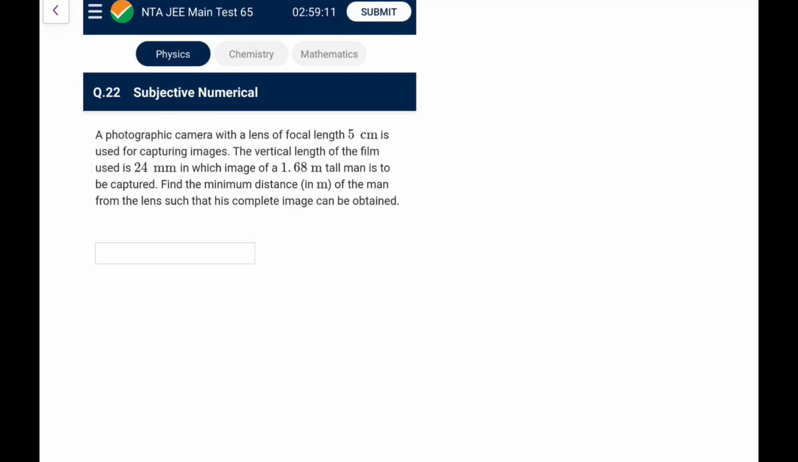A photographic camera with a lens of focal length 5 is used for capturing images. The vertical length of the film used is 24 mm, in which the image of a 1.68 meter tall man is to be captured. Find the minimum distance of the man from the lens such that his complete image can be obtained. So you have to compress 1.68 meters into 24 mm. So the magnification would be 0.024 upon 1.68.